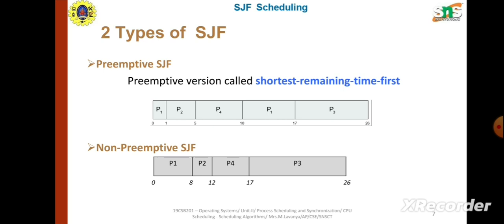That is preemptive SJF. Non-preemptive SJF is nothing but even while a largest burst time process is executing and a smallest burst time process arrives in the waiting queue, the process which is currently executing will complete its execution, and then only the next process which arrives with the smallest burst time will be allocated for its execution. That is non-preemptive. Let's see an example to solve under preemptive and non-preemptive SJF.